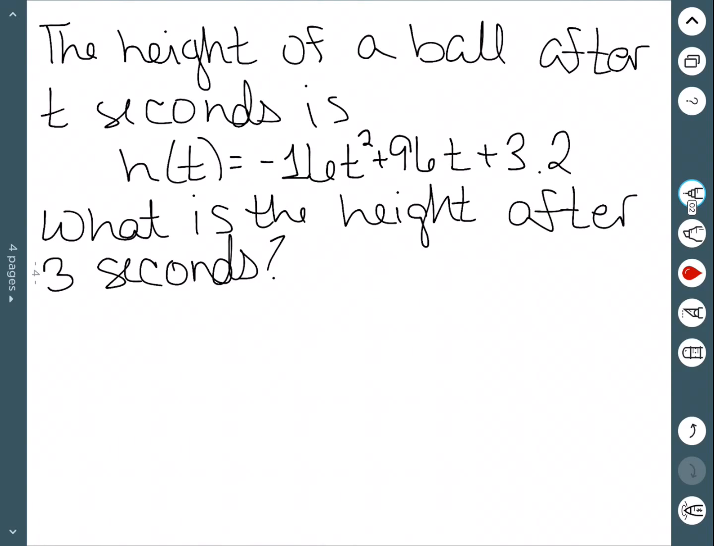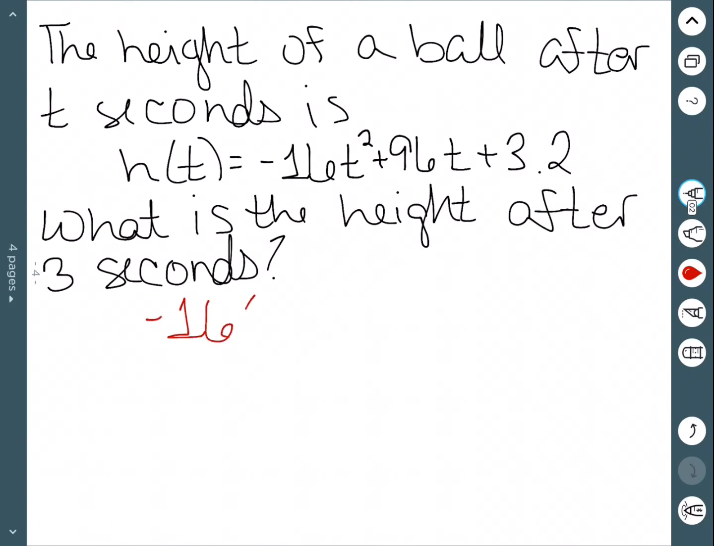Next, we'll do a little bit of a word problem. If we throw a ball in the air, we'll say the height of the ball after a certain number t of seconds is given by this equation h of t equal to negative 16t squared plus 96t plus 3.2. And we want to know what the height is after 3 seconds. Since that's a time, and t stands for time, all I have to do is change all the t's to 3.